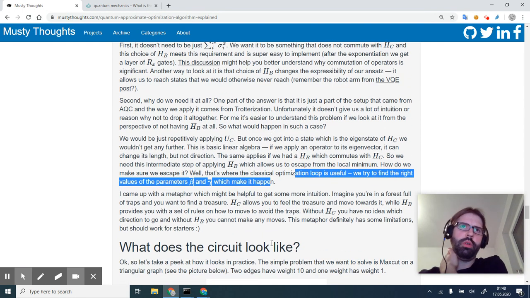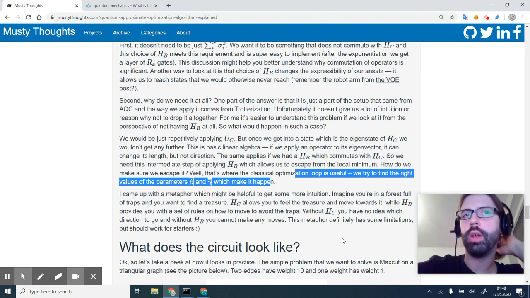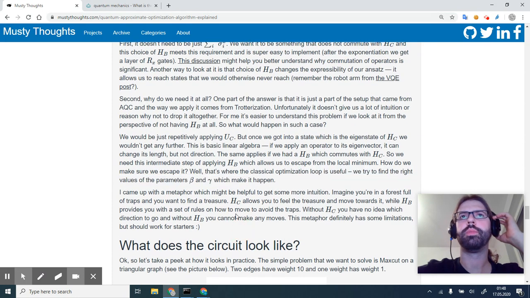I came up with a metaphor which might be helpful to get some more intuition. Imagine you are in a forest full of traps and you want to find a treasure. HC allows you to feel the treasure and move towards it, while HB provides you with a set of rules on how to move to avoid the traps. Without HC, you have no idea which direction to go, and without HB, you cannot make any moves. This metaphor definitely has some limitations, but it should work for starters. That's actually a pretty good one.